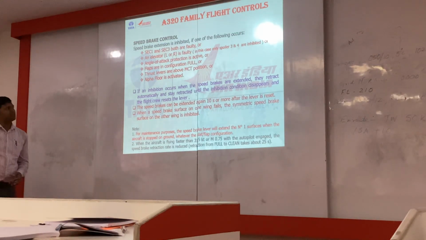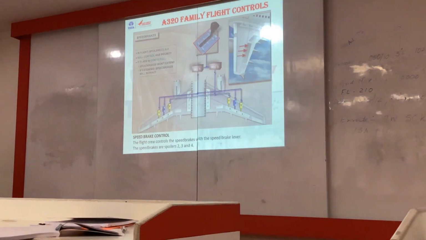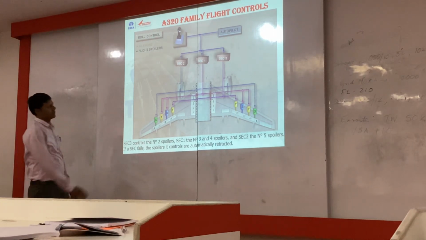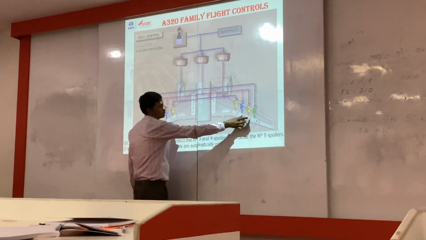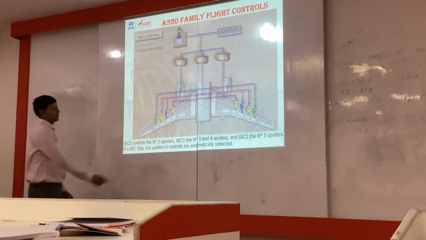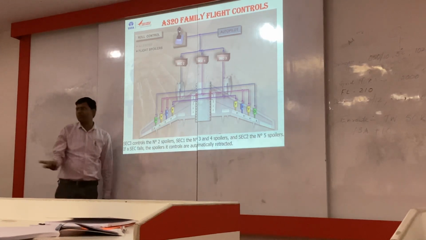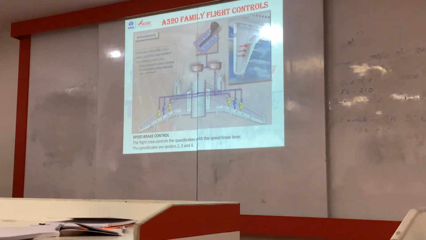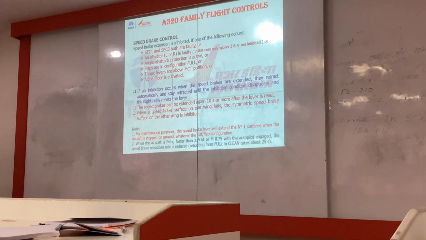Speed brake extension is inhibited. Some of the conditions where the speed brake extension is inhibited, like SEC 1 and SEC 3 both are possible. If you see the previous diagram, SEC 1 is controlling which one? 3 and 4. SEC 3 is controlling 2, 3, 4 is speed brake, so it is not control. An elevator is faulty in case of 3 or 4 are inhibited basically.